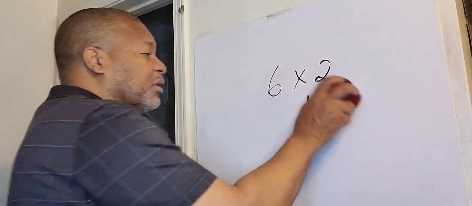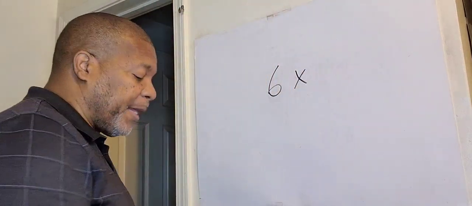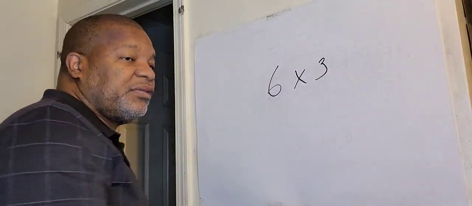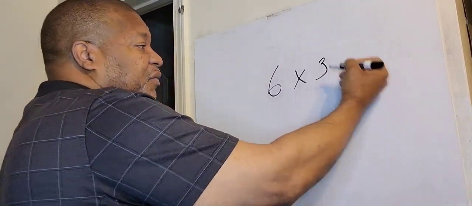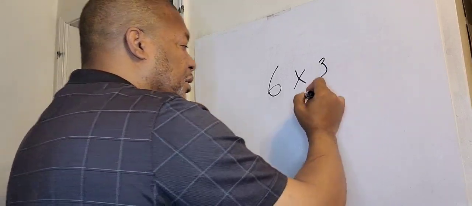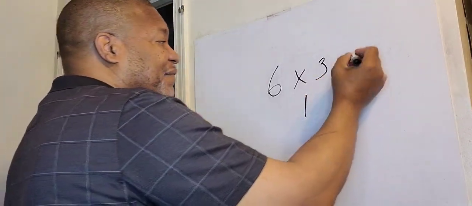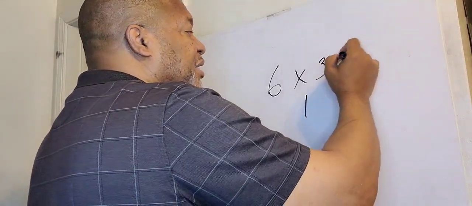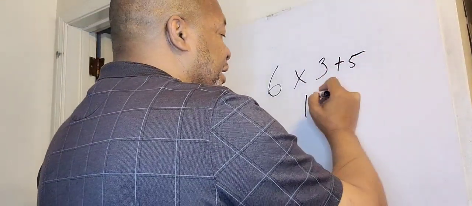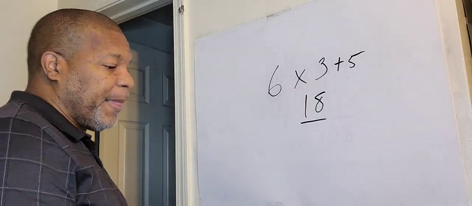Okay? So follow along. Next, we're going to make this with a 3. Okay? 6 times 3. So what we're going to do is we're going to look at the odd number and say we're going to make it even. So we're going to make it into a 2. So we're going to put down 1, which is half of 2, and then we're going to add 5 to the 3. So 3 plus 5 is 8, and that's the answer right there, 18. See how that works? Okay.